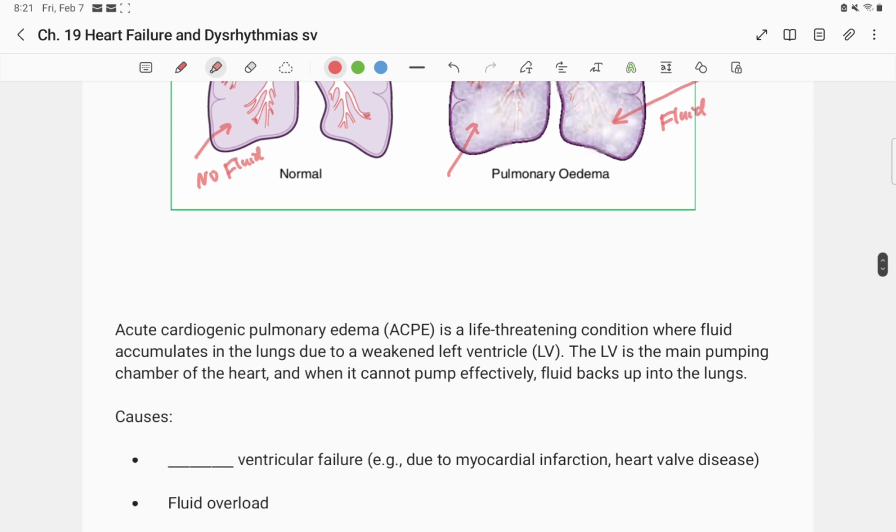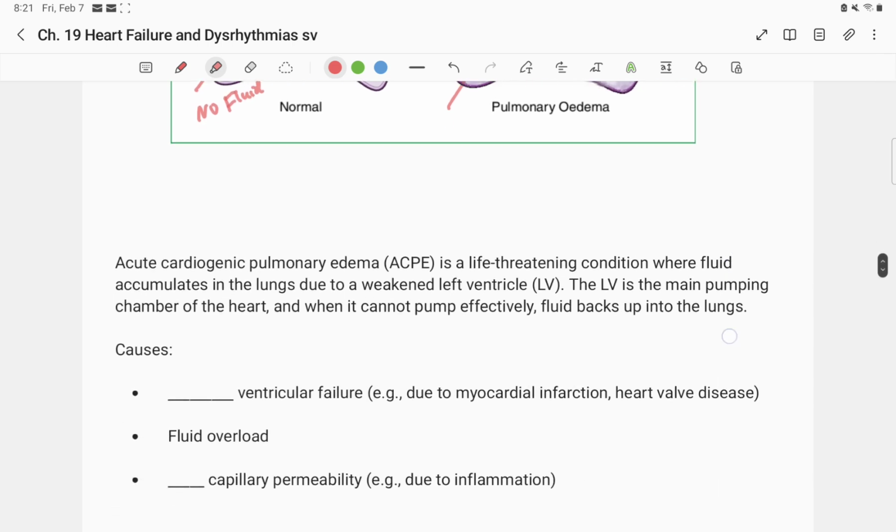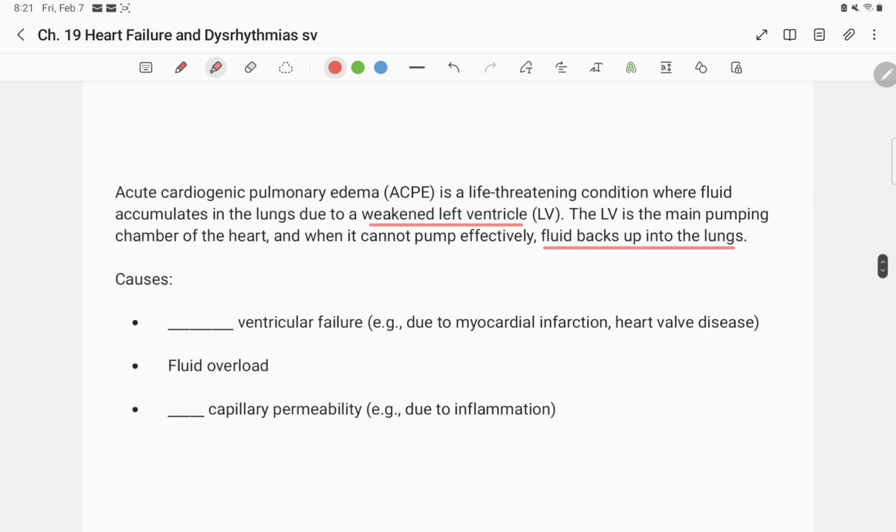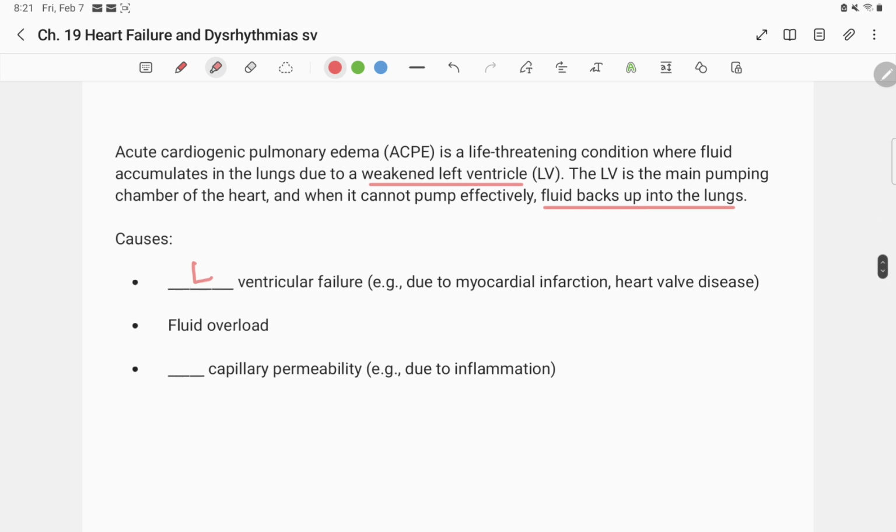Okay, pulmonary edema. Acute cardiogenic pulmonary edema is a life-threatening condition where fluid accumulates in the lungs due to a weakened left ventricle. The left ventricle is the main pumping chamber of the heart, and when it cannot pump effectively, fluid backs up into the lungs. Causes of this: left ventricular failure due to myocardial infarction or heart valve disease. Okay, so those things can cause that left ventricle to fail.